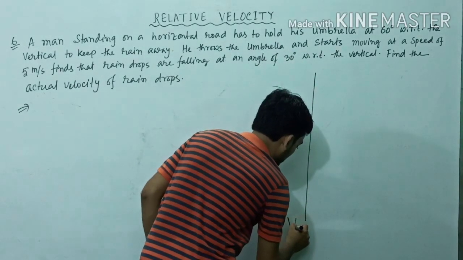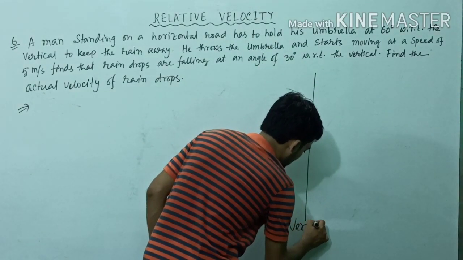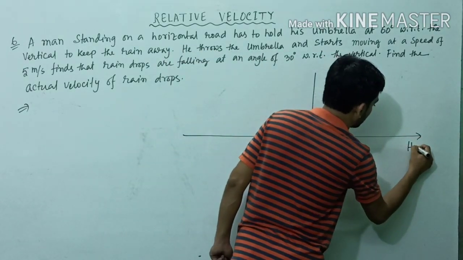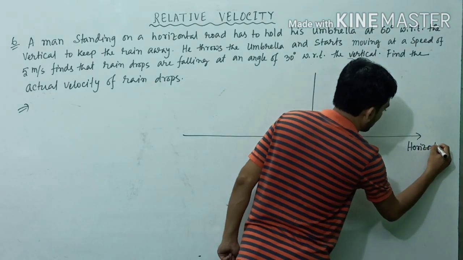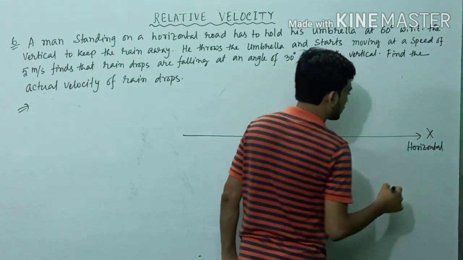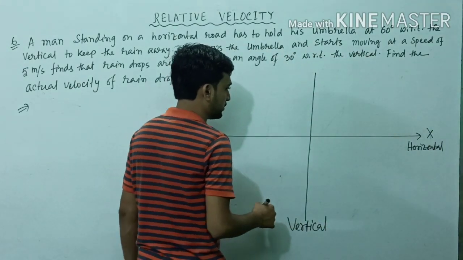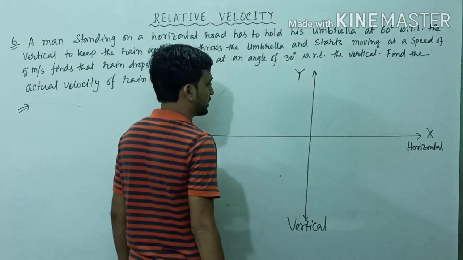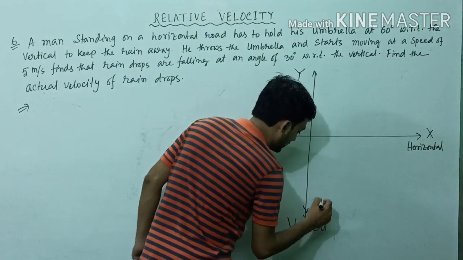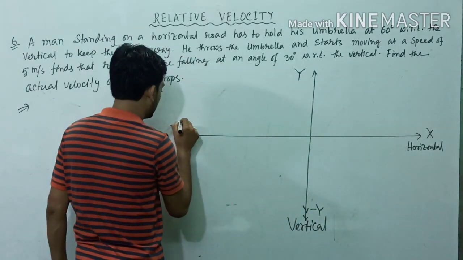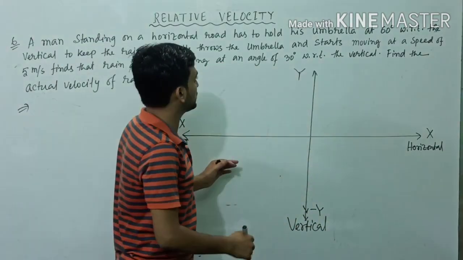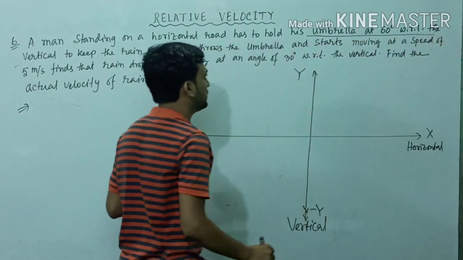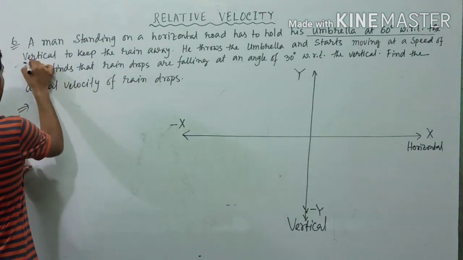Suppose this direction is vertical direction and this direction is horizontal direction. X-axis is chosen along horizontal direction and y-axis is chosen along vertical direction. This one will be the negative y-axis and this one is negative x-axis. In this question it is mentioned that the person should hold his umbrella at an angle of 60 degree with respect to the vertical.